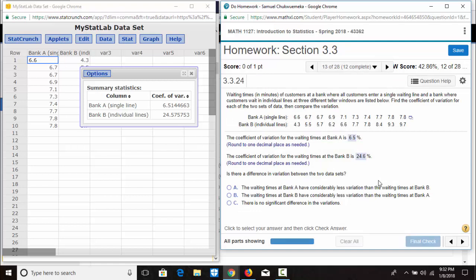Is there a difference between the 2 data sets? Of course, there is. Even if we consider the normal difference of 5%, of course, there is. We see that the waiting times at bank A have considerably less variation than the waiting times at bank B.